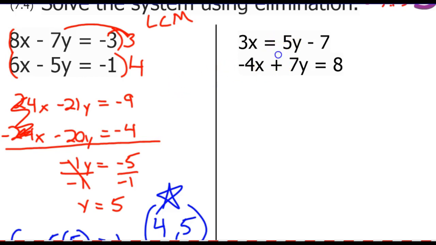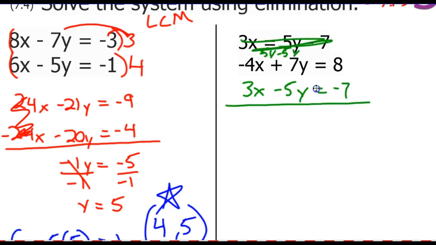Next one, I'm going to subtract this 5y, get that over underneath the 7y. So we get 3x minus 5y equals a negative 7. Now we have our numbers lined up. Now, I can't multiply 3 by anything to get to 4. I can't multiply 5 by anything to get to 7. So I'm going to multiply and find the lowest common multiple. If I get rid of my x's, I know that 12 is my lowest common multiple between the 4 and the 3.